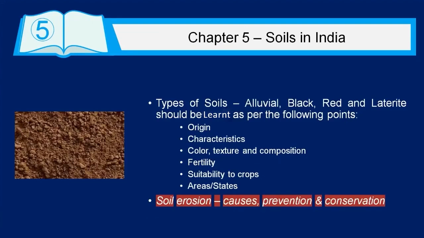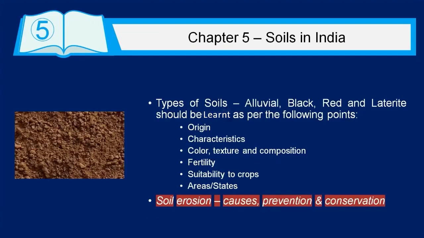The physical characteristics relate to the color, texture, and moisture retentivity of soil, while chemical characteristics relate to the chemical composition of the soil. For example, the physical property of laterite soil is that it is hard and can be used as valuable building material, whereas the chemical property or composition is that it is rich in iron and lacks magnesium, potash, and phosphoric acid. Mostly, the questions on soils are asked on their characteristics, composition, color, and fertility.